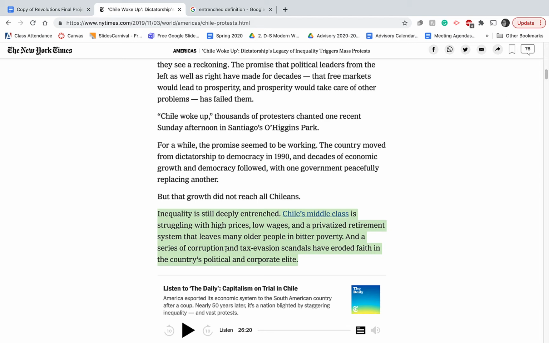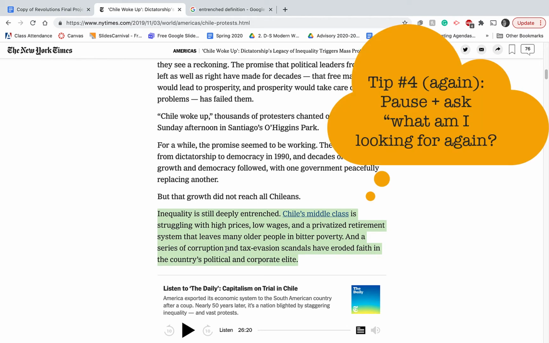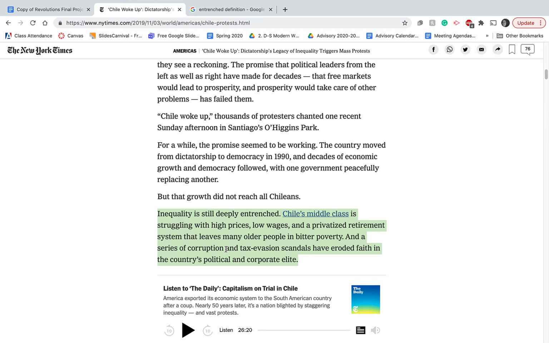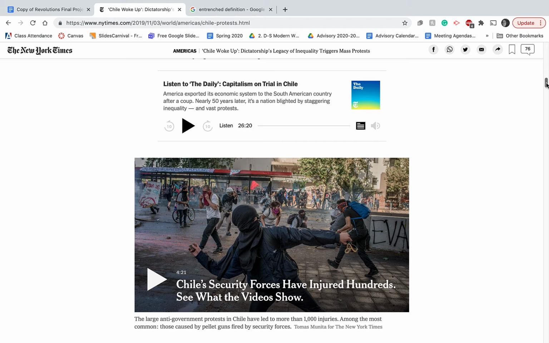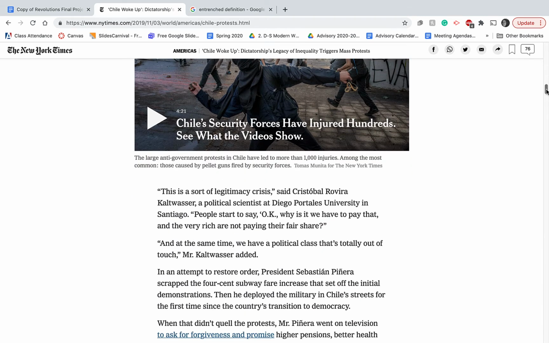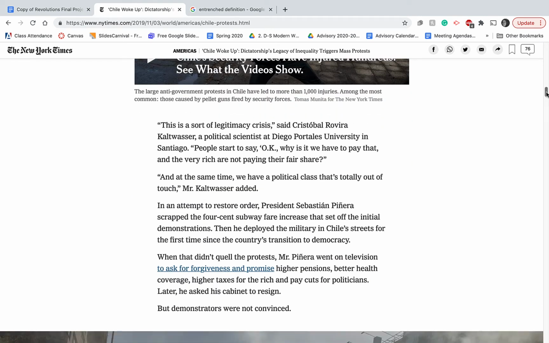We know that right now, I'm going to pause and say, all right, high prices for different items, low wages. Oh, I remember low wages. That was like the Mexican Revolution. They weren't being paid well. I see the word poverty. I see corruption. There's a lot of different things that are happening. I'm going to have to look up those words, but I think that looks good. So I'm going to keep scrolling.